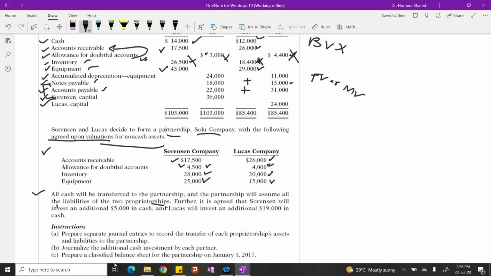Further, it is agreed that Sorensen will invest additional 5,000 cash. Sorensen is bringing additional cash, and Lucas will invest an additional 19,000 in cash. So more cash is coming. This cash is already there. We'll just add it, but we have to pass the journal entry for this additional investment, and it will also increase the cash. Okay. What are we supposed to do?